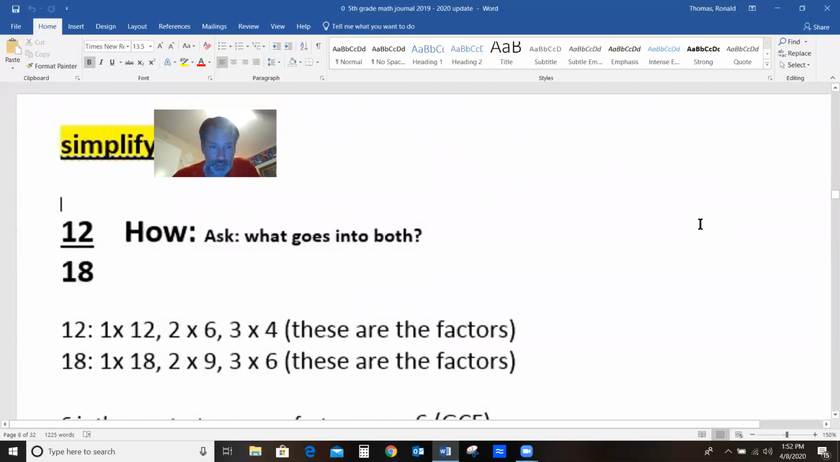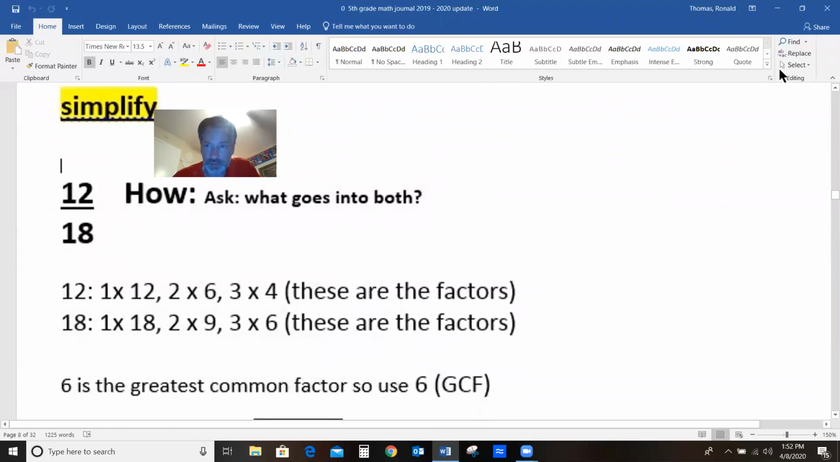Simplifying is our next topic. And we will pause the video, stop the video here, the end.